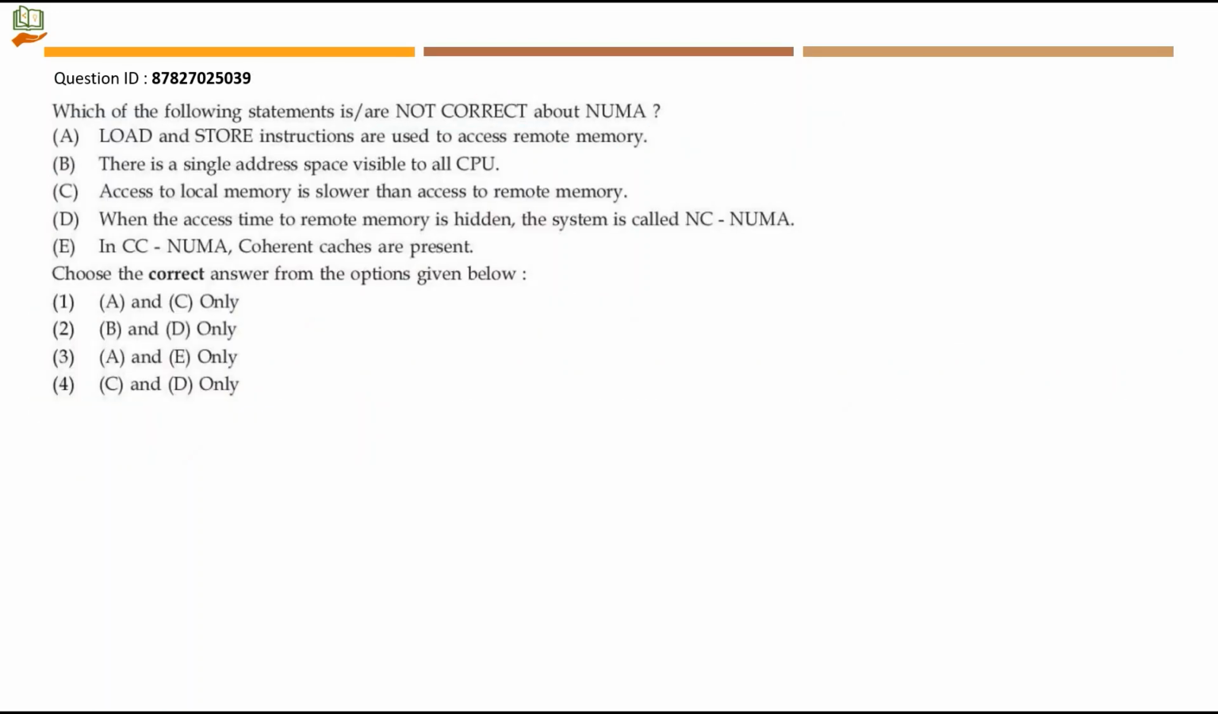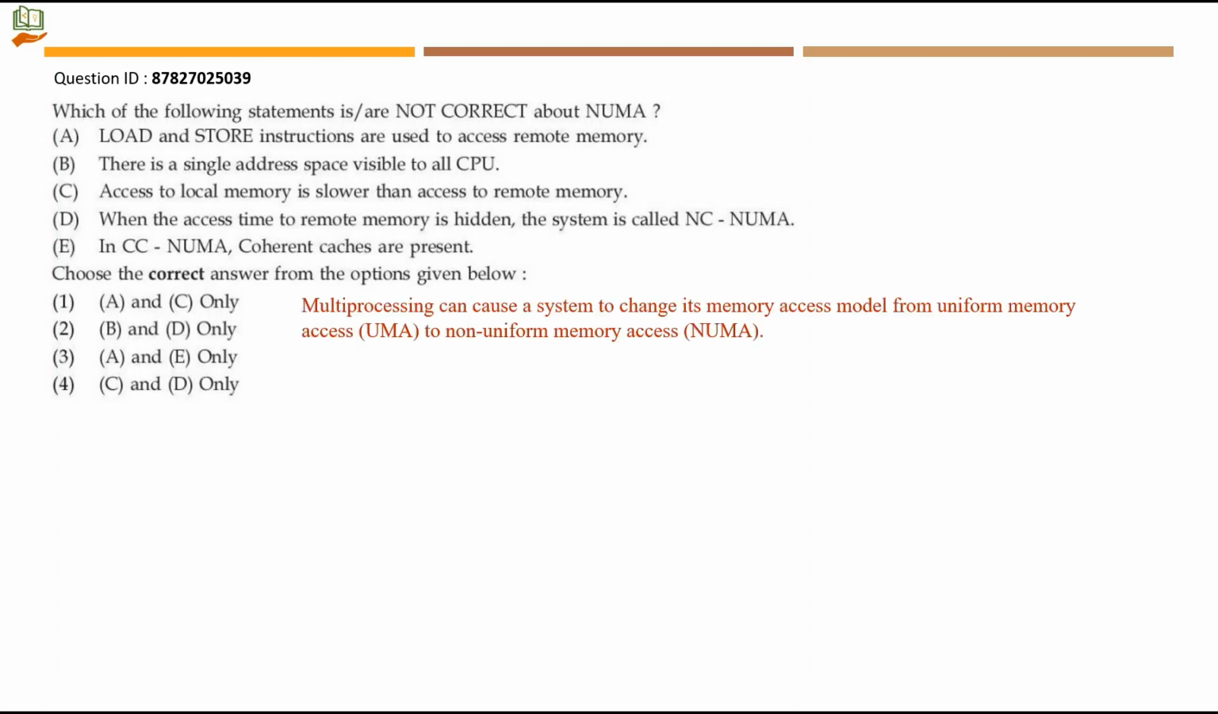Next question. Which of the following statements are not correct about NUMA? So this question can also be placed in computer system architecture. So let's see about NUMA. Multiprocessing can cause a system to change its memory access model from uniform memory access, UMA, to non-uniform memory access called NUMA. So this is what we are calling it as NUMA.